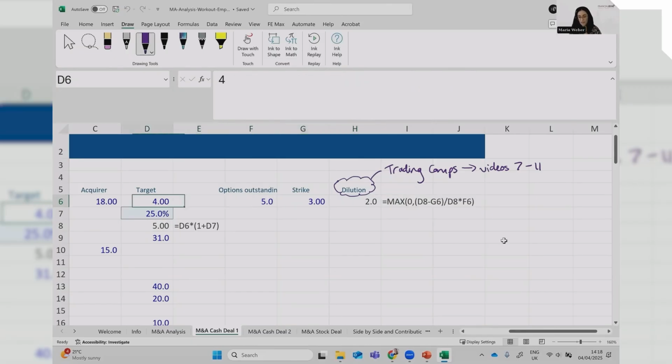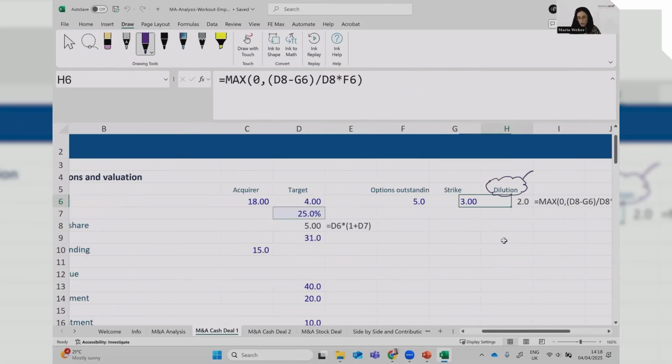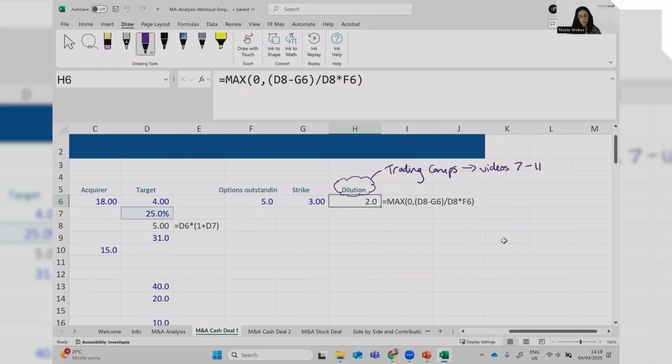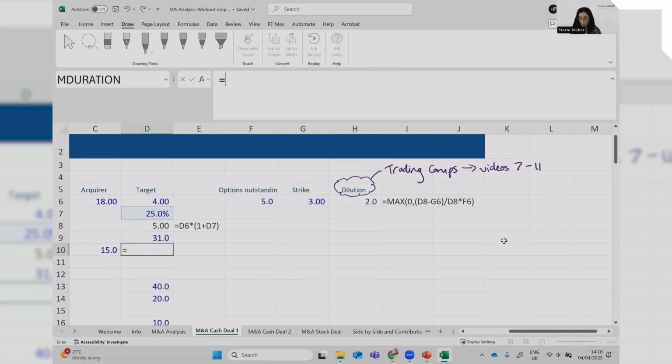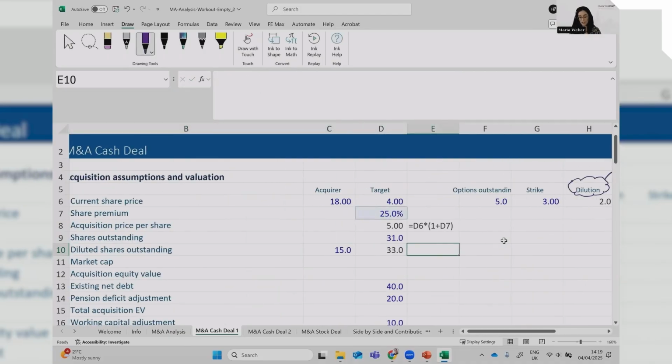So like I've said, please don't panic if you didn't get that 2. It is around 2, so you could just type in 2. But what this effectively means is I'm going to have to buy out not just the 31 million shares that are currently outstanding, I'm also going to have to buy the 2 million shares that are now going to be outstanding as a result of people exercising their stock options. Okay, so the number of shares I need to buy is 33 million shares.